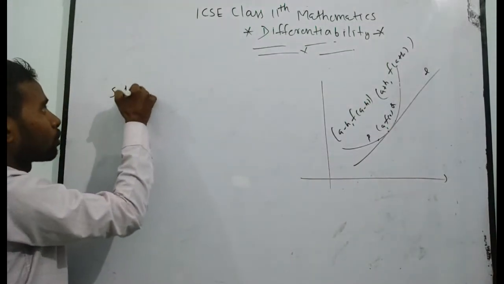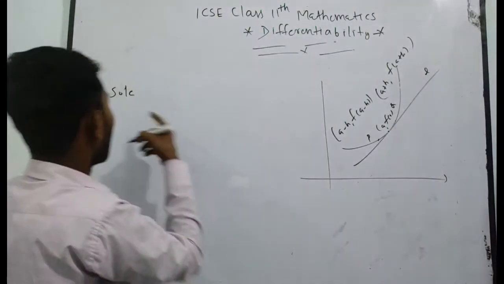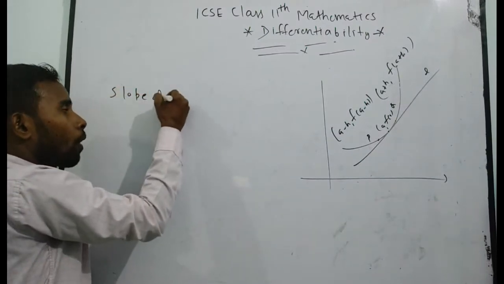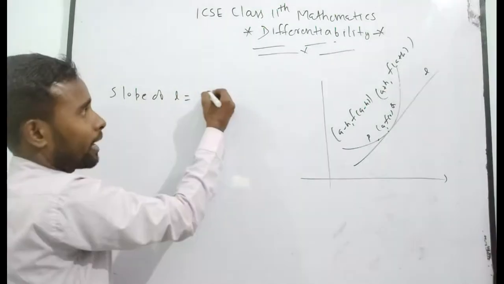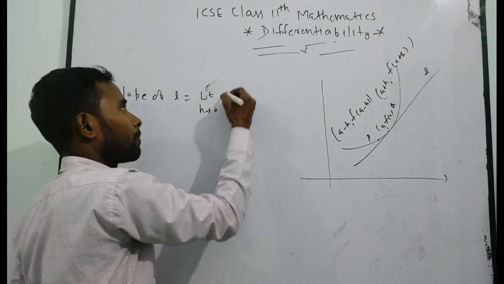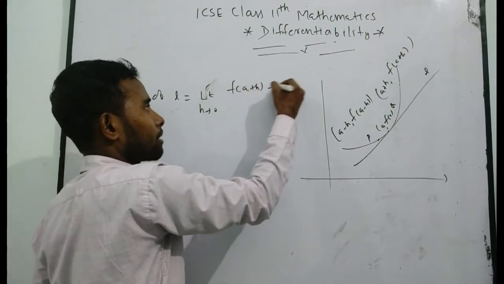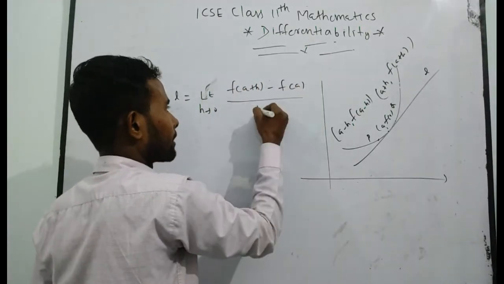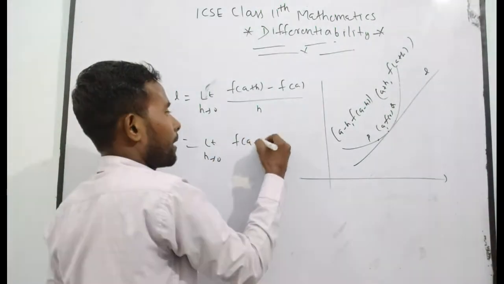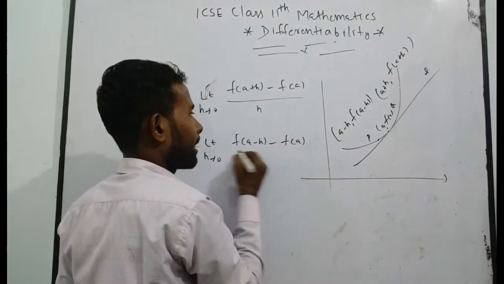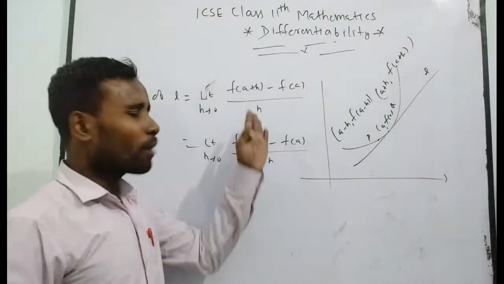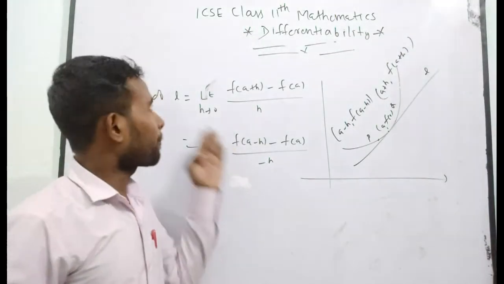Then we obtained the slope of L, which is equal to what? The limit h tends to 0 of (f(a+h) minus f(a)) divided by h, which is equal to the limit h tends to 0 of (f(a-h) minus f(a)) divided by minus h. Now I want to tell you, there are two expressions to obtain the slope of L.